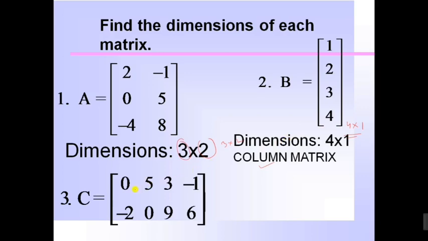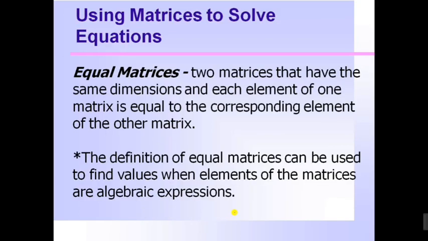Then look at this one. The number of rows is 2, and the number of columns, let us count, 1, 2, 3 and 4. So this matrix is a 2 cross 4 matrix. So you can easily see how to find the dimension. It is very easy, just number of rows cross number of columns. So the dimension will be 2 cross 4.